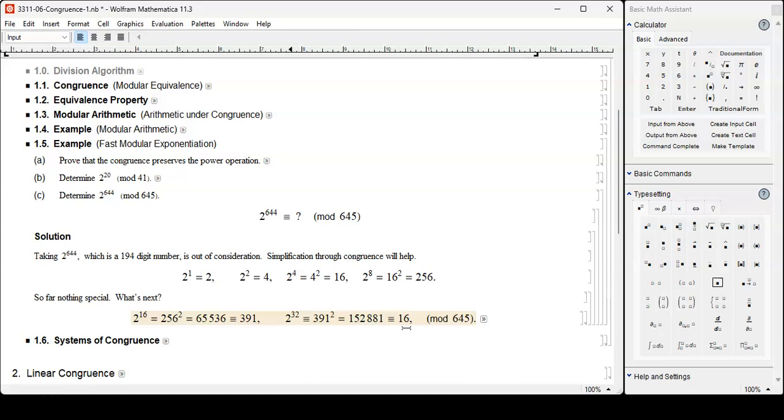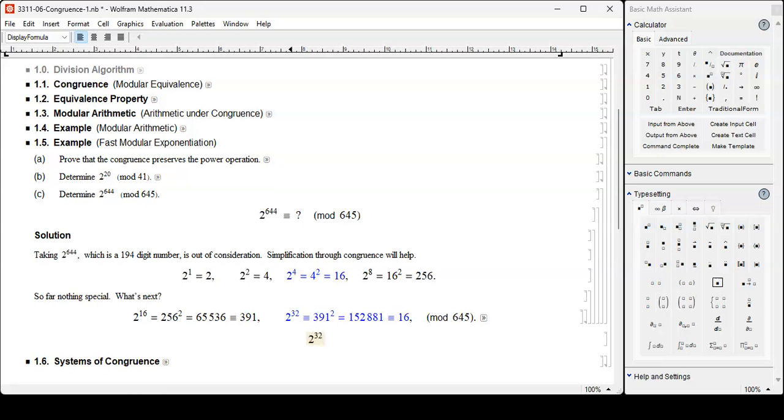Okay, does it help? Well, haven't you seen this 16 before? Yes, you have seen it right here, 2 to the 4th power. And then this one, 2 to the 32nd power. So that tells me 2 to the 32nd power is congruent to 2 to the 4th power modulo 645.